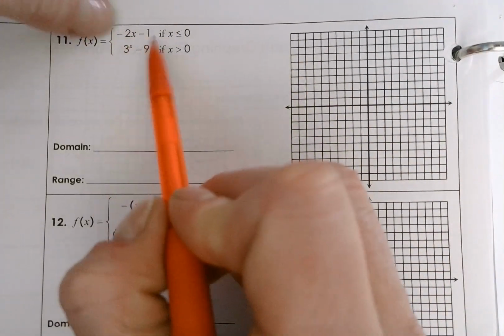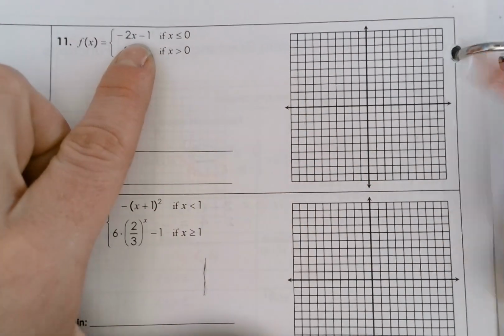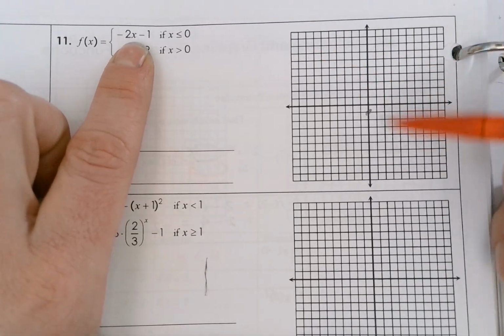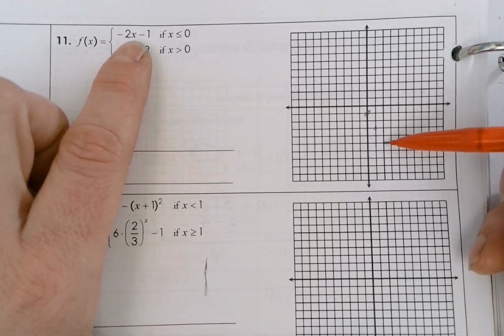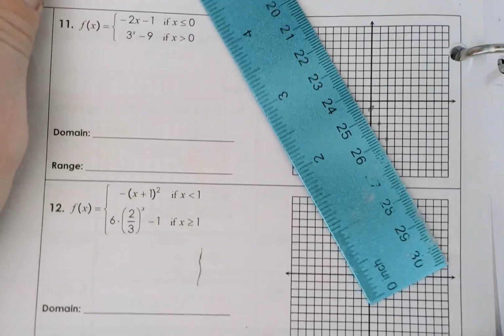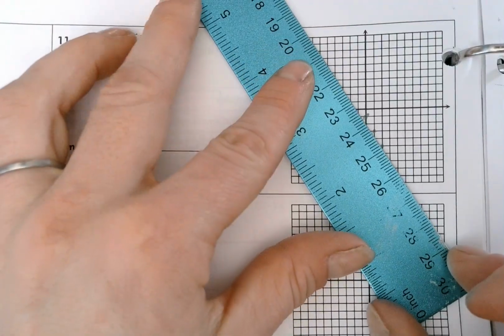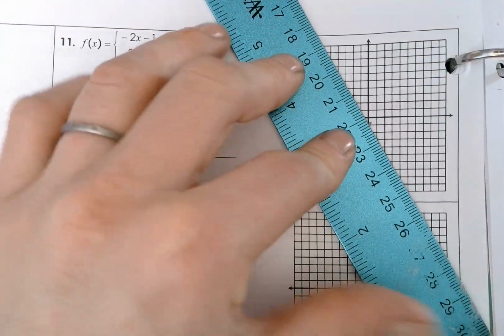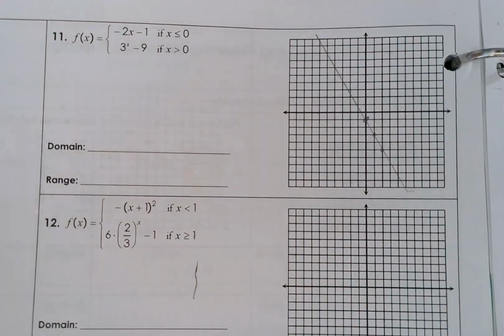So negative 2x minus 1 means I've got a y-intercept at negative 1 and then a slope of negative 2. So I'm going to count down 2 and to the right 1. Use a straight edge after I get a couple of points. And too much stuff is in the way. There's my line.